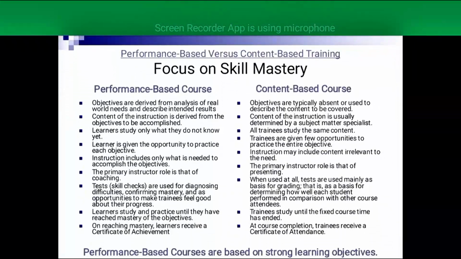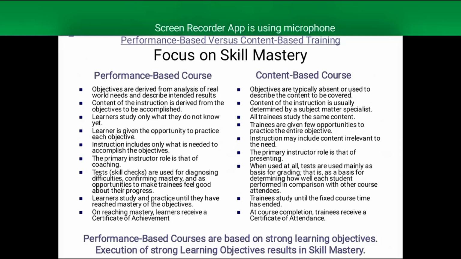Performance-based versus content-based training. Focus on skill mastery. Performance-based course objectives are derived from analysis of real-world needs and describe intended results. Content-based course objectives are typically absent or used to describe the content to be covered. In a performance-based course, the content of the instruction is derived from the objectives to be accomplished. In a content-based course, the content of the instruction is usually determined by the subject matter specialist.